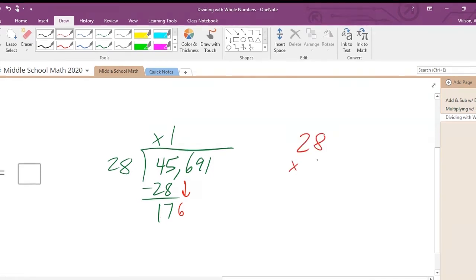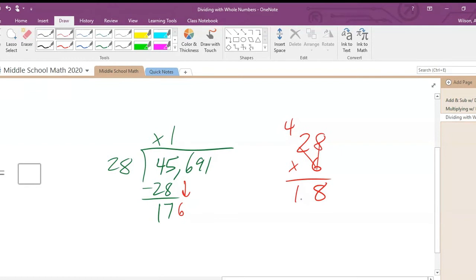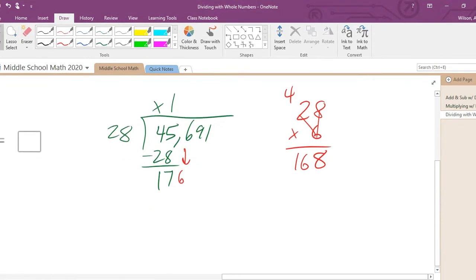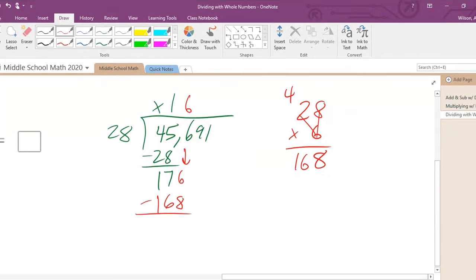28 times 6. 8 times 6 is 48. Carry my 4. 2 times 6 is 12, plus 4 makes 16. Look at that. That is as close as we're going to get without going over. So that was 6 times. 6 times 28 was 168. We subtract, and we have 8 left over.